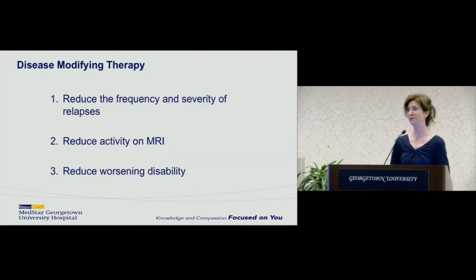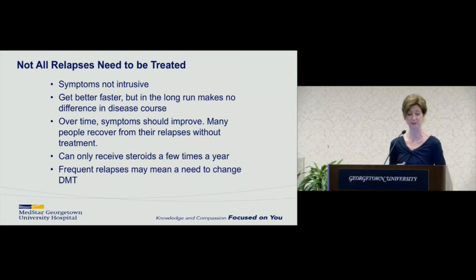The best thing you can do, though, is take your disease-modifying therapy. These drugs reduce the frequency and severity of your relapses, they reduce the activity on MRI, and they reduce worsening disability. That's what these drugs can do now. So it's very important for you to take your medication.